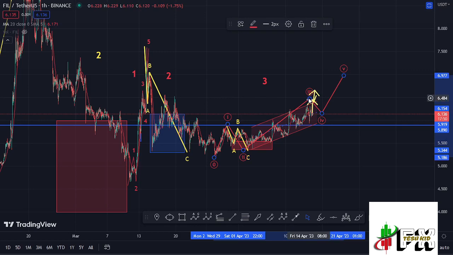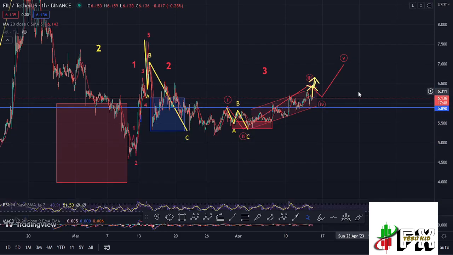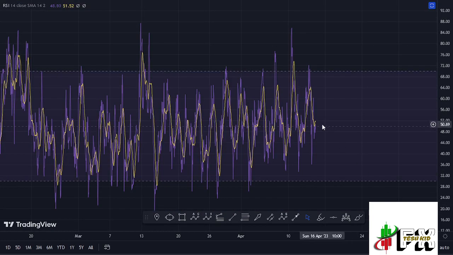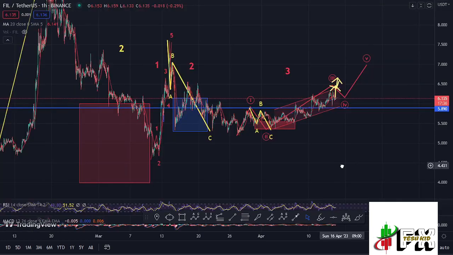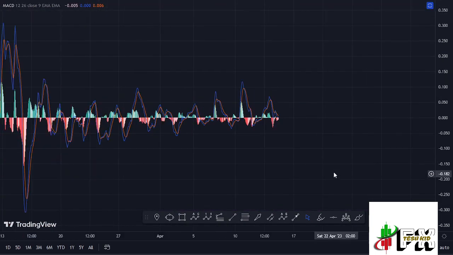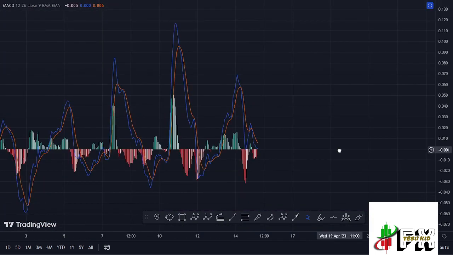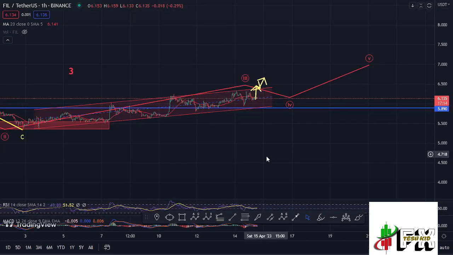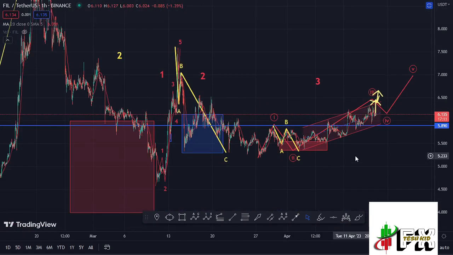So that is what I'm expecting here on the Filecoin chart on the short-term scenarios and also on the long-term scenarios. And also taking a look at the indicators on the RSI, we are trading at around the 51 mark, meaning we have massive room for us to fully support higher prices. Also taking a look at the MACD, we have been able to print a bearish cross, though we are seeing a bit of a decrease in the selling pressure here on the MACD, suggesting that soon we might be able to print a bullish cross. So let's be patient and see how that plays out, and I'll be keeping you updated.